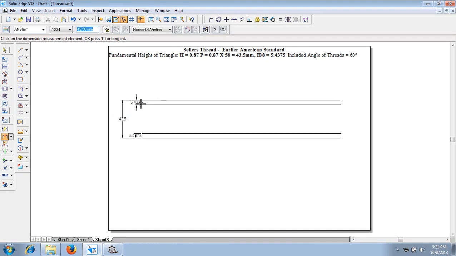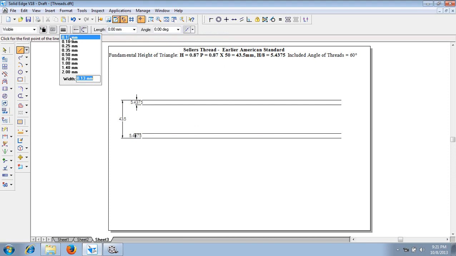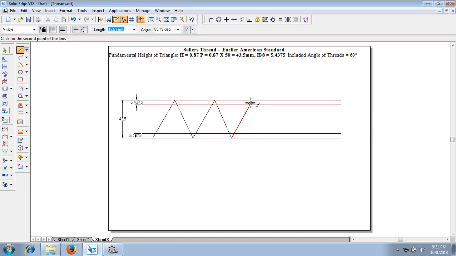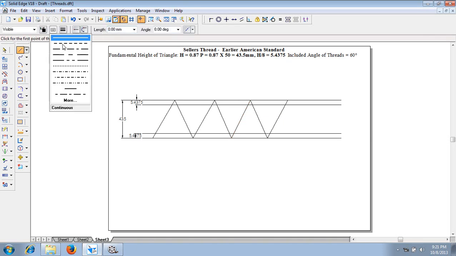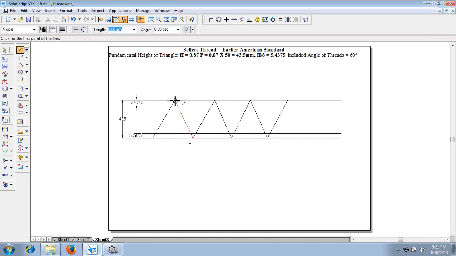Then the fundamental height of the triangle is 43.5 millimeter. Now after drawing the required values using the line command with the same standards, let me draw the triangle like this. Now I have drawn 2. Now you can see 1, 2, 3, 4, 5, 6. So 6 triangles should be drawn properly using the line command with 0.13 mm as the thickness.